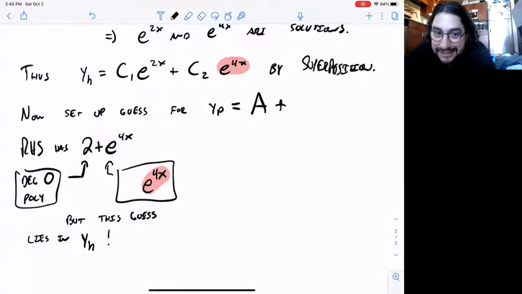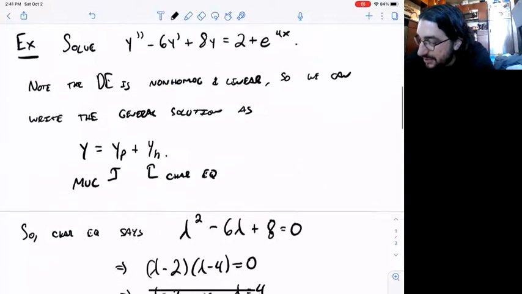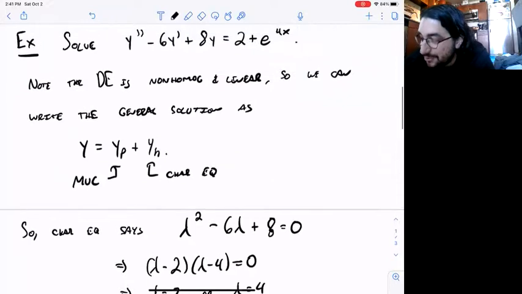And why is that a bad thing? Well, it's a bad thing because if I guess e to the 4x in my particular solution, it's just going to go to 0 when I plug it into the differential equation. Because look at the associated homogeneous equation. What's the associated homogeneous equation? It's the same equation, but there's a 0 on the right-hand side. So if you plug in anything from the homogeneous solution, it's just going to become 0. That's what the homogeneous solution is. It's the solution set to the same differential equation, but with a 0 on the right-hand side.